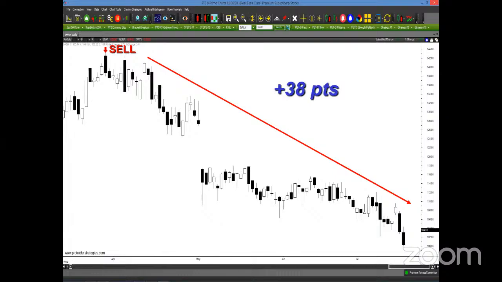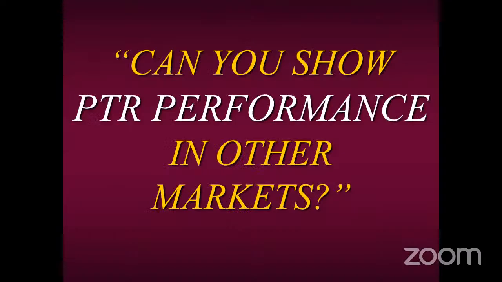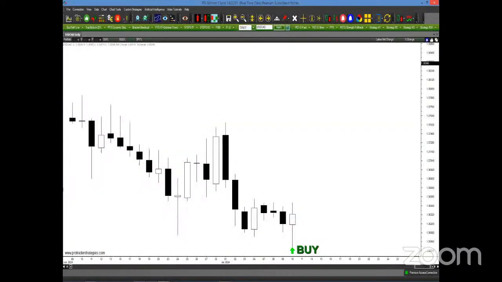Now, see, these are some of the questions that some of the students asked us last week, and they emailed into the offices asking if we could show examples of this. And so one of them said, Steve, can you show PTR performance in other markets? So I guess we focus too much on the stock market. So let's look at some other markets, okay?